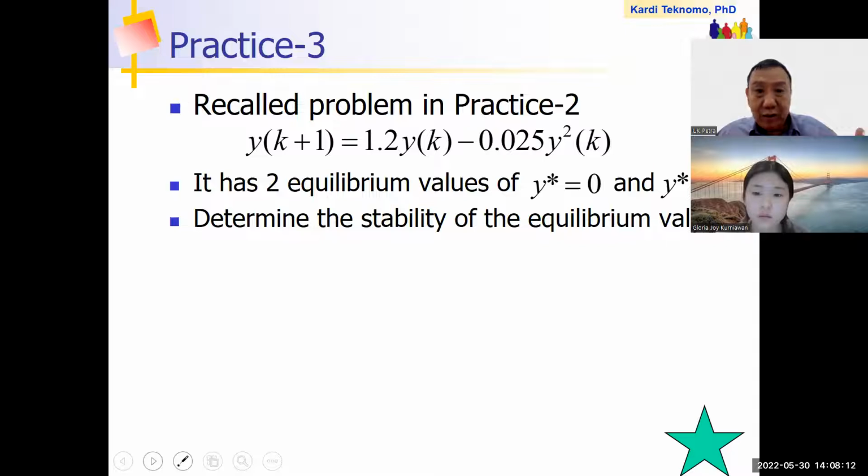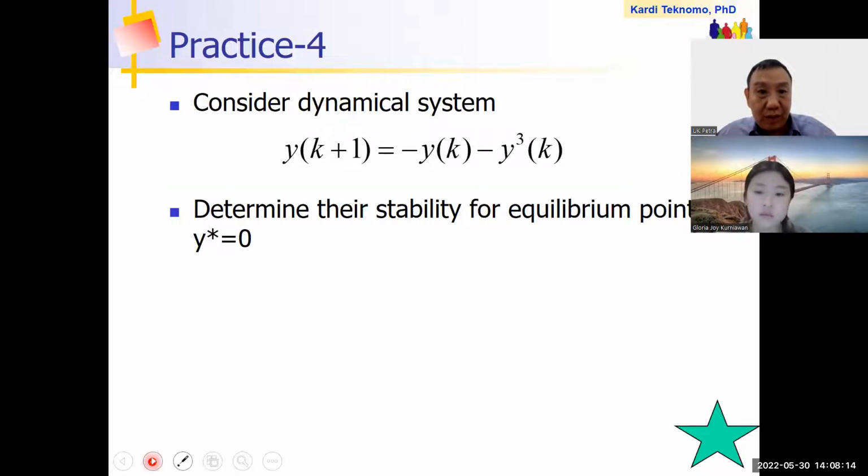This is just the practice to get the equilibrium. You already did. Then, do you want to calculate the stability and equilibrium point, or do you want to skip? We can try, just to make sure that I understand. Because this is cubic, can you make it? This is 3 equilibrium points.